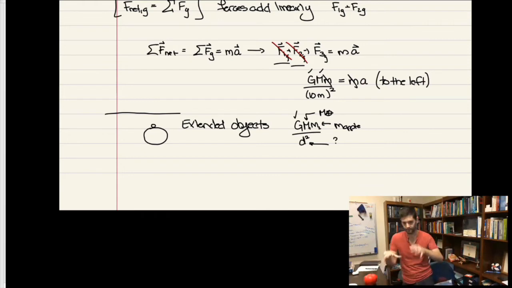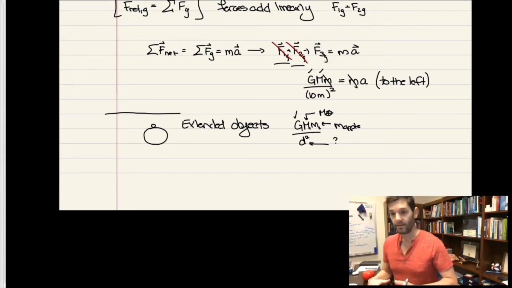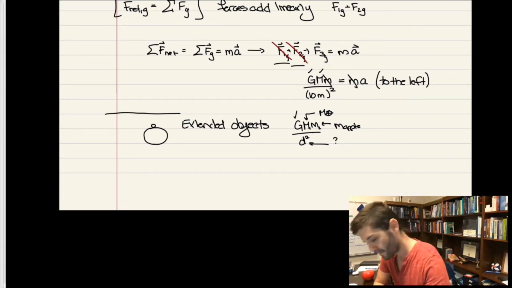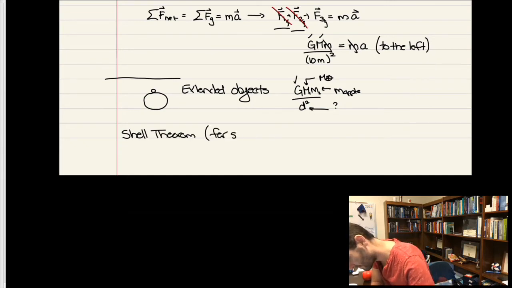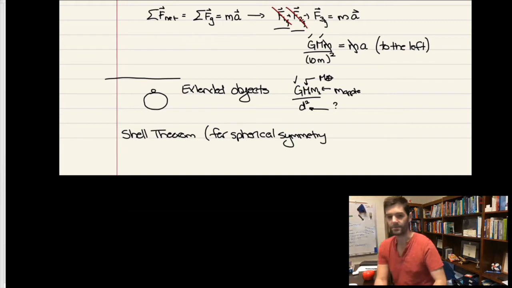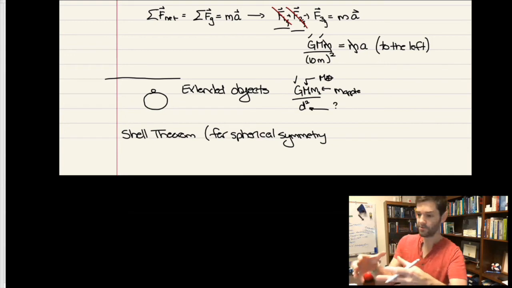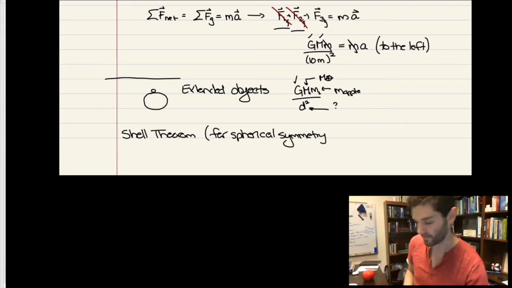Now, thinking of the idea that we can replace an extended object as if it was all located at the center of mass, that gives us a clue as to what we are able to do for these massive extended objects. Particularly, we're going to focus on objects that have spherical symmetry. So this might be uniform spheres. This might be a shell, an actual hollow shell, but it is in the shape of a sphere. It could be a bunch of concentric shells where each of them have a different mass, but nonetheless, each of them individually are spherically symmetric.